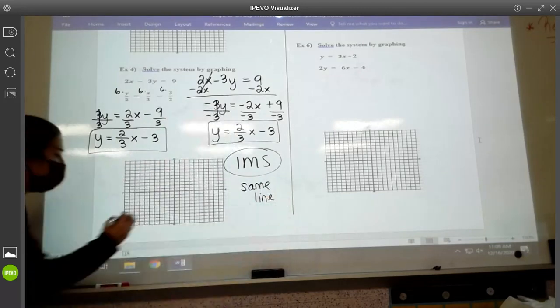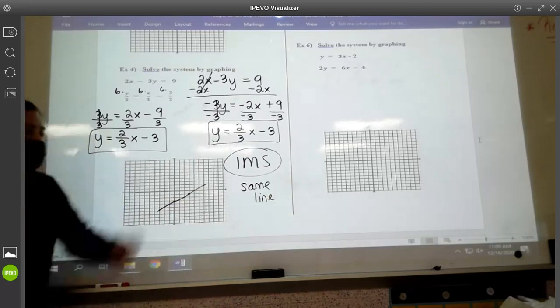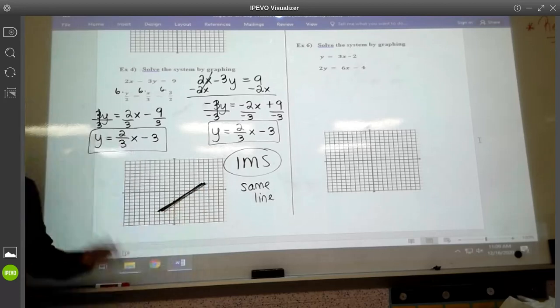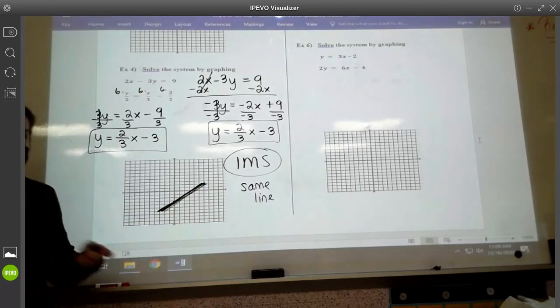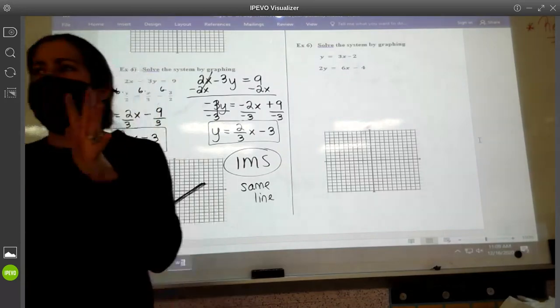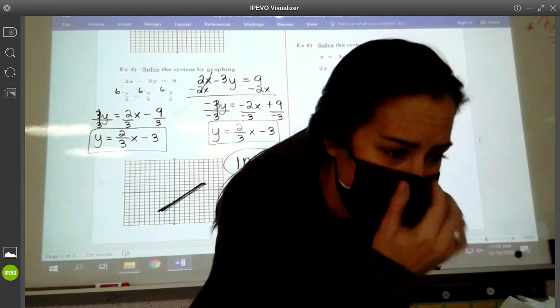All right, so if I was to graph this one, I would get this line. When I go to graph this line, I would literally be graphing the exact same line. I'd be graphing it right on top of it. They have every single point in common. Okay? Do you guys remember this from Algebra 1? Does this ring a bell? Okay. All right, so guys, everybody at home, do you feel okay? Yes?